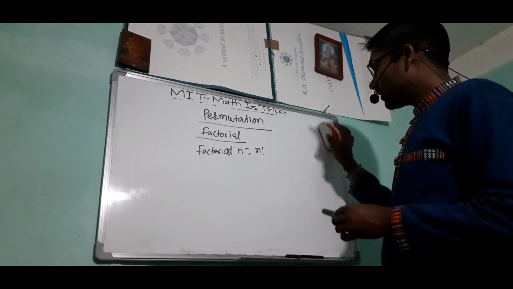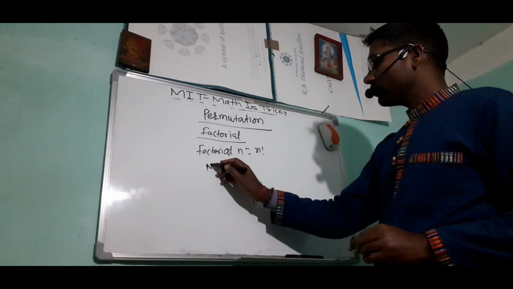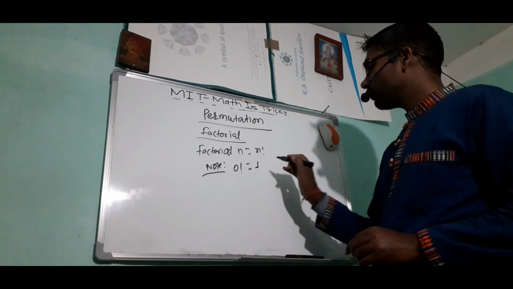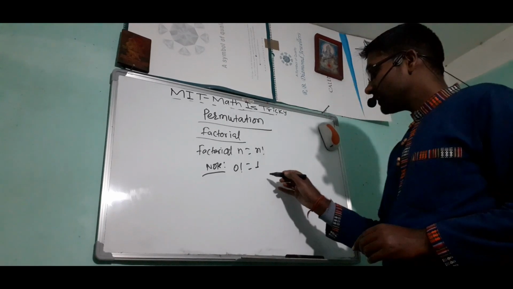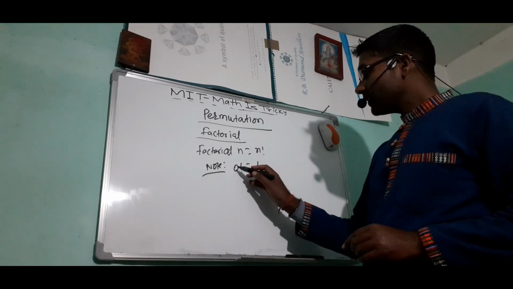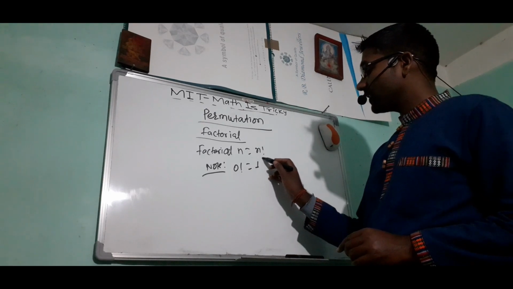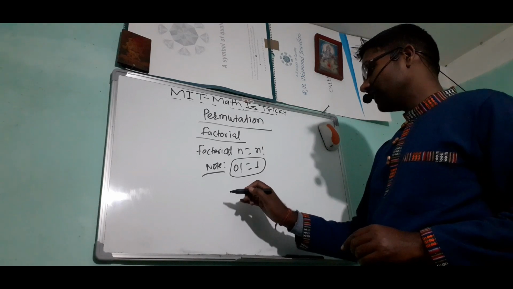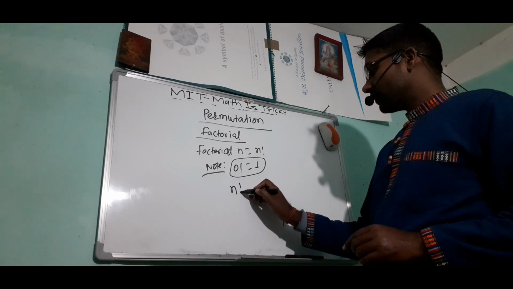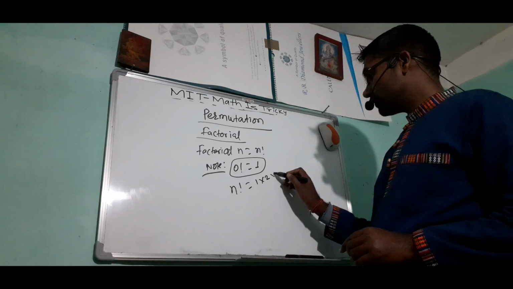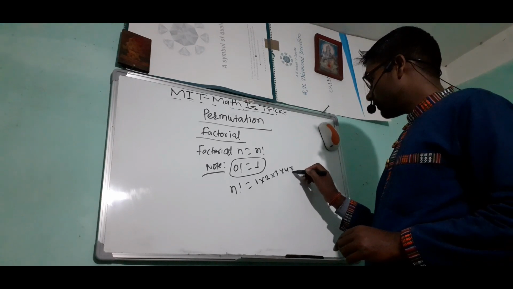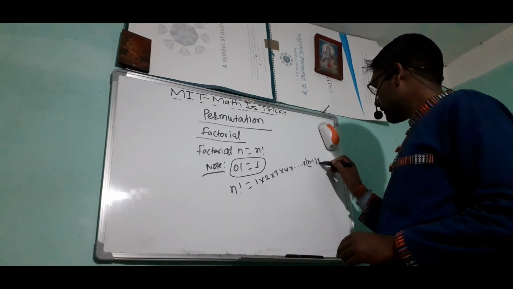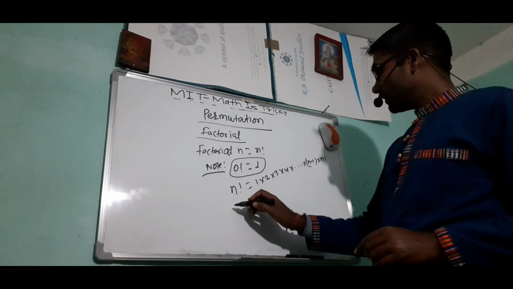For this, note one more thing: 0 factorial is 1. I'm going to prove it also. There is an easy proof for why we always write 0 factorial as 1. How can we write this? As I told you, n factorial means 1 into 2 into 3 into 4 up to n minus 1 times n.